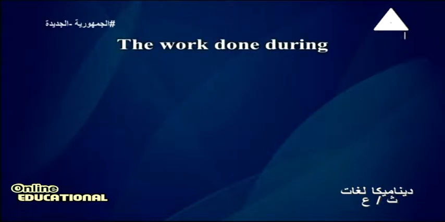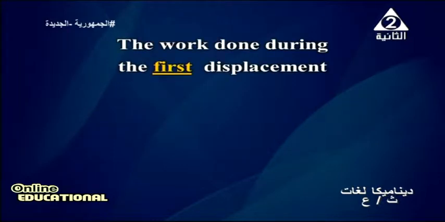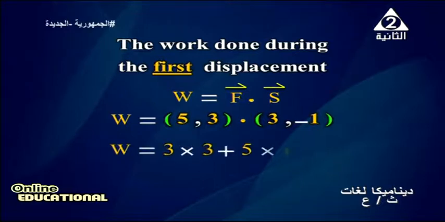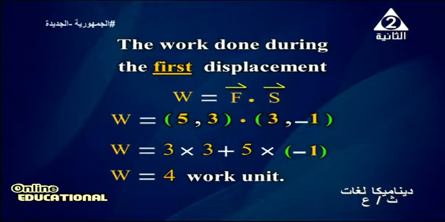Now, what is the work done during the first displacement? W equals F dot S, vector F dot vector S. Then W equals (3, 5) dot (3, negative 1). Then W equals the first component 3 times the first component 3 plus the second component 5 multiplied by negative 1. Then the work W equals 9 plus negative 5, which equals 4 work units.